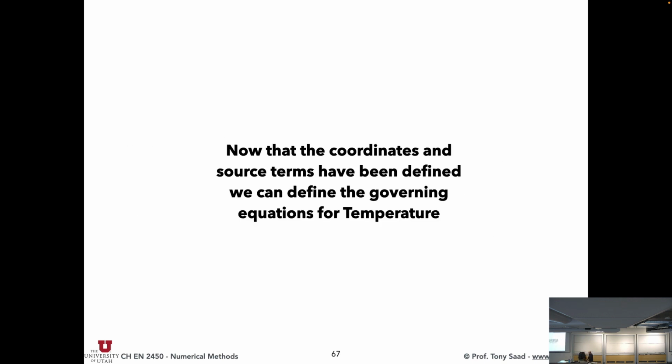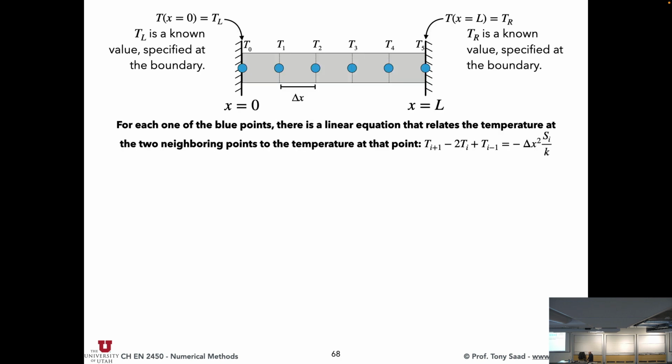All right. Now that we have the source term defined, we can start building the system of equations. For each one of those blue points, there is a linear equation that relates the temperature at two neighboring points to the temperature at that point. For any point i, point 1, point 2, point 3, point 4, there's this equation that governs it. Here's how it goes. For point 0, we know the temperature. That's given to us. We don't care about that formula because it doesn't apply there. We have a fixed temperature, a specified measurement. For point 1, i equals 1, you get T0 minus 2 T1 plus T2 equals minus delta x squared S1 over k. What is S1? It is S at x1.